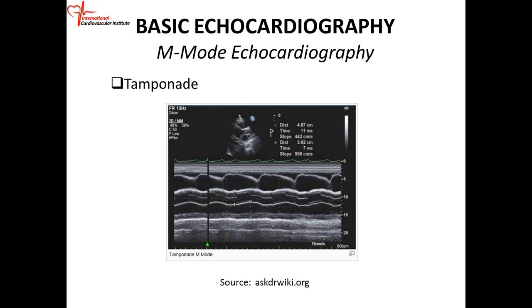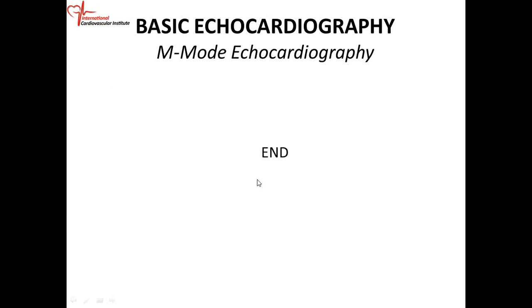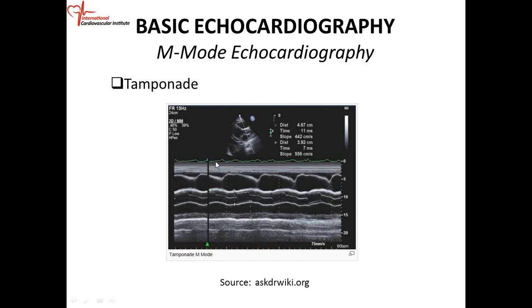The echo definition of cardiac tamponade is diastolic collapse of the right atrium or the right ventricle. So you have to know the definition. We have this periodic collapse of the RV wall, but is this in diastole or systole?